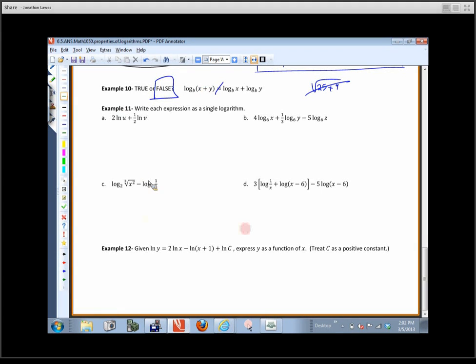Take a look at example 11. The instructions are pretty simple: write each expression as a single logarithm. You might like this better than the other one because we're used to simplifying things. In those other problems, it looked like we were making a mess of it. Here, we're putting these together as one single logarithm. So those steps that we took before, you basically do in reverse.